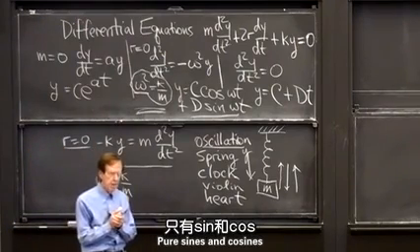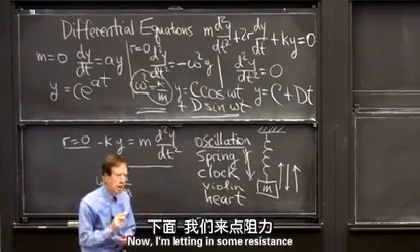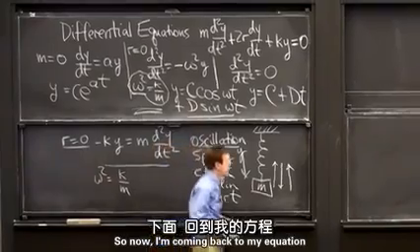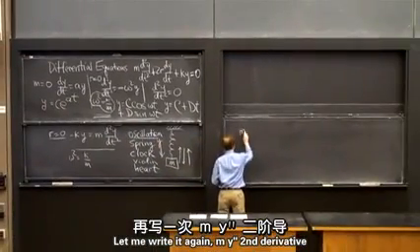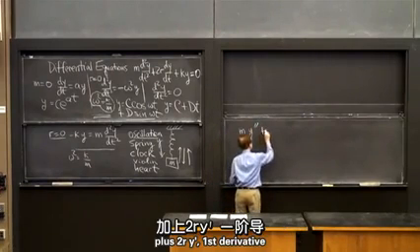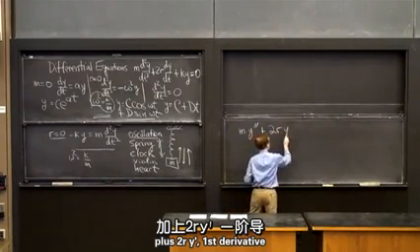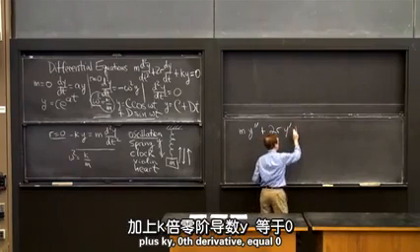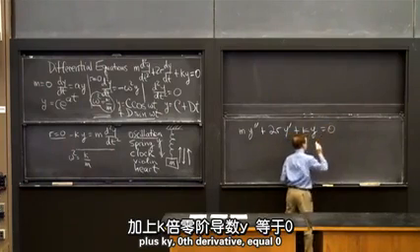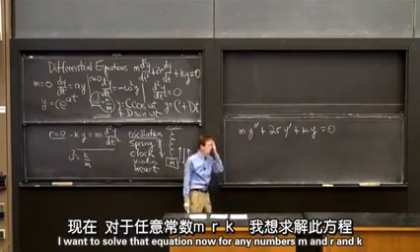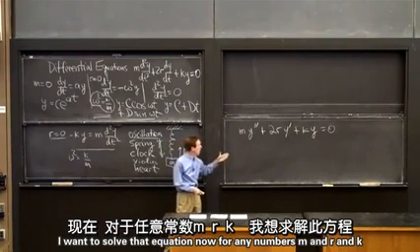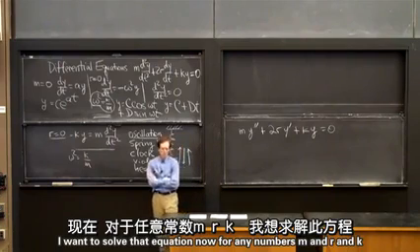Pure sines and cosines. Now I'm letting in some resistance. So now I'm coming back to my equation. Let me write it again. M y double prime, second derivative, plus 2r y prime, first derivative, plus ky, 0th derivative, equals 0. I want to solve that equation now for any numbers m and r and k.